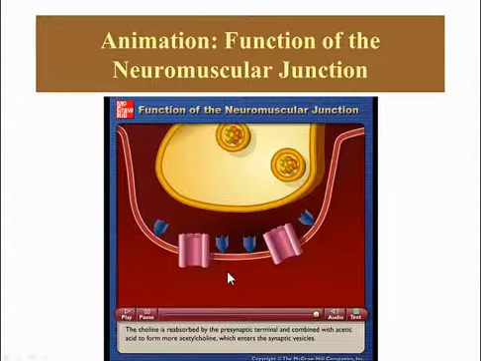I'm going to end this section, part 1, here with the neuromuscular junction. Next time we'll look at how the muscle contracts, and we will be looking at the sliding filament theory.